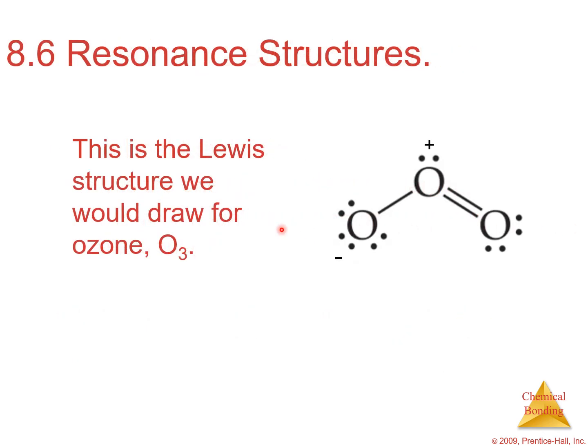Now we come to talk about resonance structures. We sometimes encounter molecules and ions in which the experimentally determined arrangement of atoms is not adequately described by a single dominant Lewis structure. Consider, for example, ozone, O3. This is the Lewis structure we would draw for ozone, O3. Ozone is a bent molecule with two equal oxygen-oxygen bond lengths.